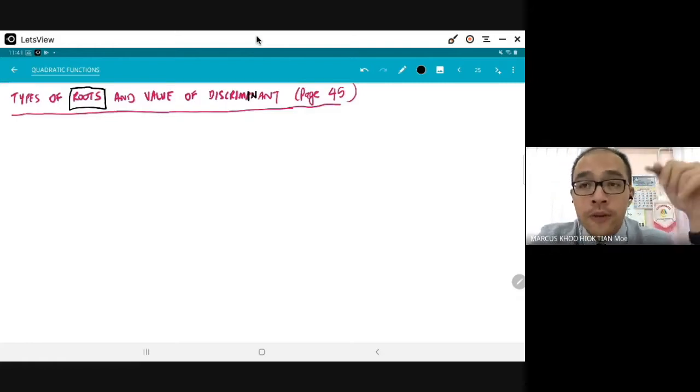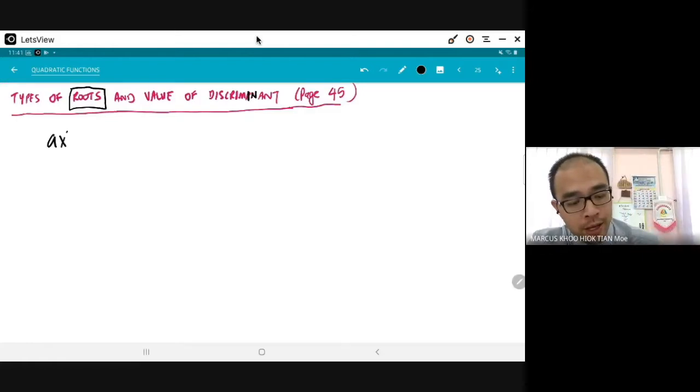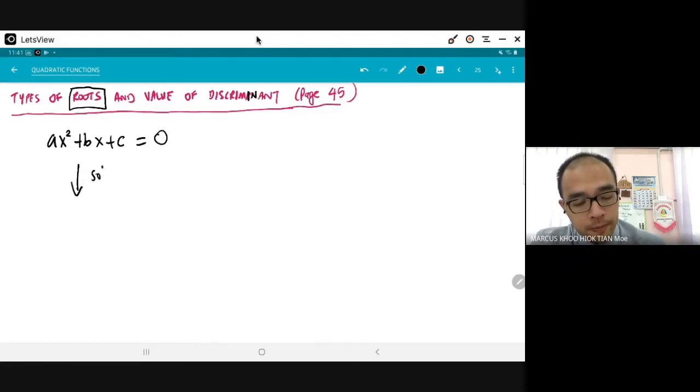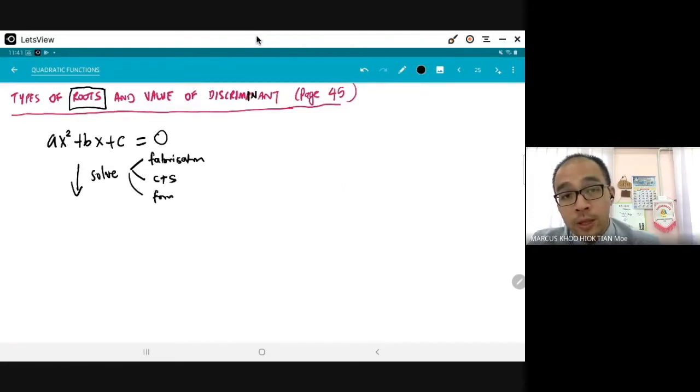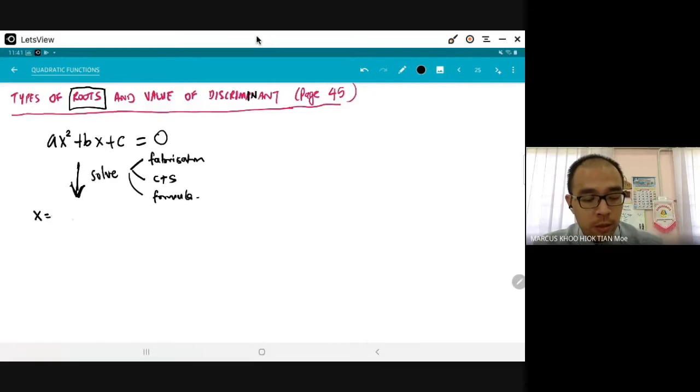Okay, when we solve a quadratic equation, for example, if you have ax squared plus bx plus c equals to 0, kita boleh solve dengan menggunakan 3 cara, which is satu, factorization, kedua, completing the square, and the third one is by using formula. Okay, and then bila kita solve satu quadratic equation, we will get x equals to blah blah blah and x equals to blah blah blah. Ini blah blah blah ini dikenali sebagai roots.